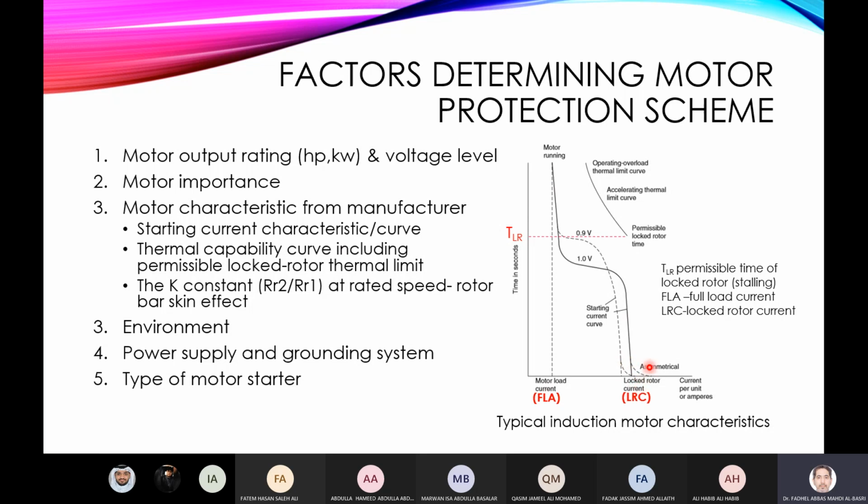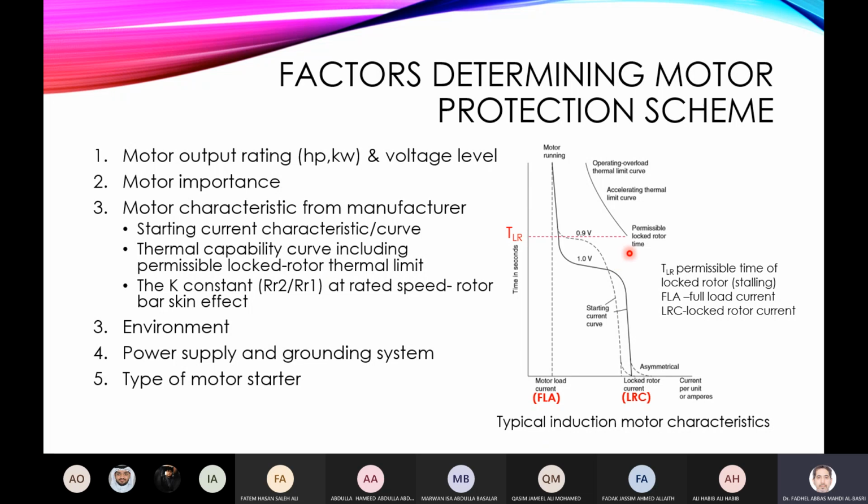There is another characteristic called asymmetrical components. This is the steady state, like the locked rotor current, but it also has a transient part which decays very quickly. In this transient part the three phases will not be symmetric. It has a decaying DC component, which decays very fast. We can get these from the manufacturer.